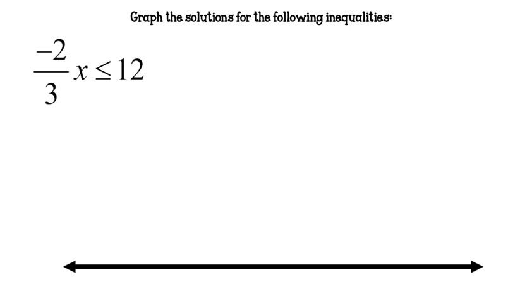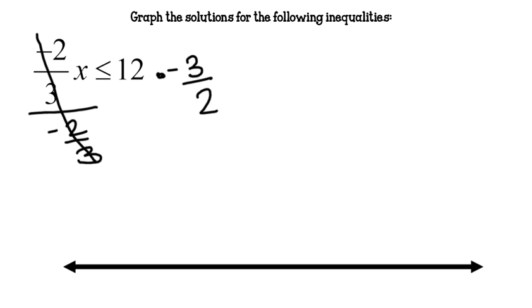Okay, -2/3 x is less than or equal to 12. I'm going to divide by -2/3. I also could multiply by the reciprocal. They are the same action because when I divide by a fraction, I flip it. So I'm going to multiply by the reciprocal on the other side just to show both options.